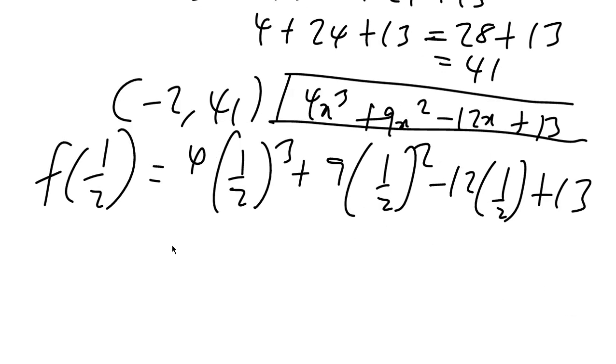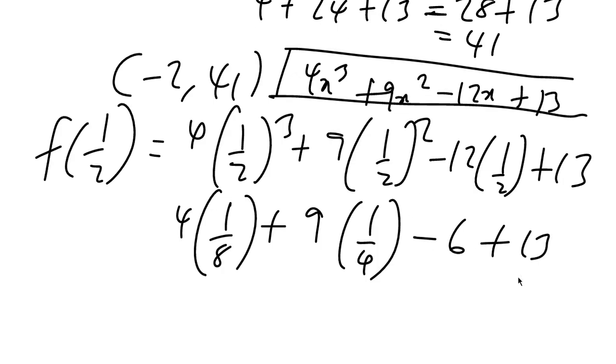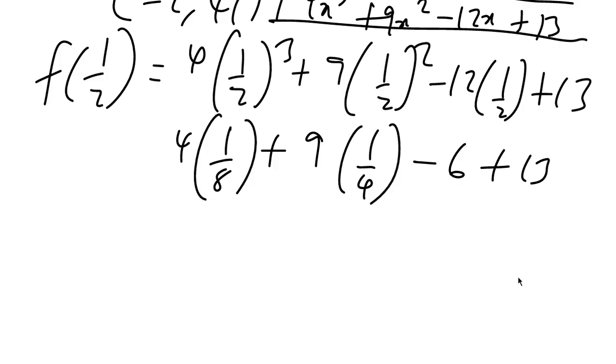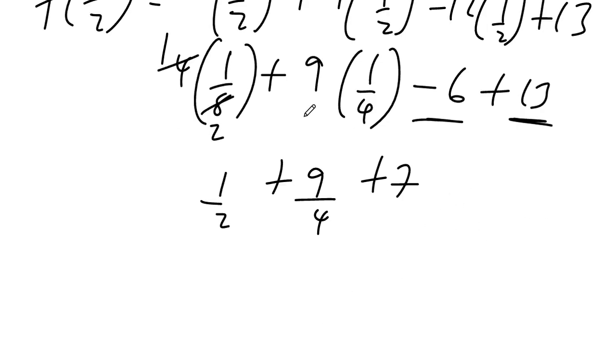So if we then simplify this, that will be 4 into 1 over 8, because 2 to the power 3 is 8, plus 9 into 1 over 4, because 1 over 2 squared is 1 over 4, and then minus 6, and then plus 13. Right? So 4 into 1 over 8 divided by 4 is 2, so that we have plus 9 over 4. Negative 6 plus 13 is positive 7. Right? So getting the LCM, it is going to be 4.